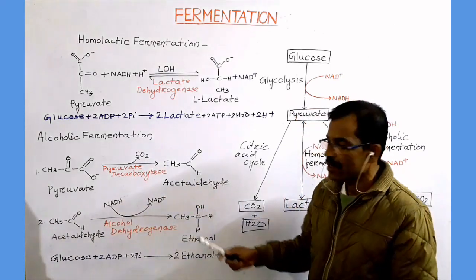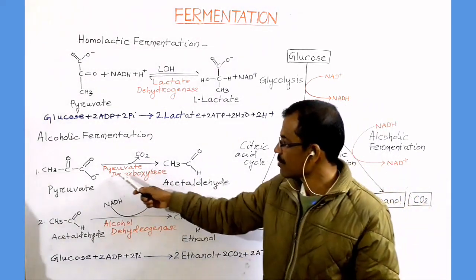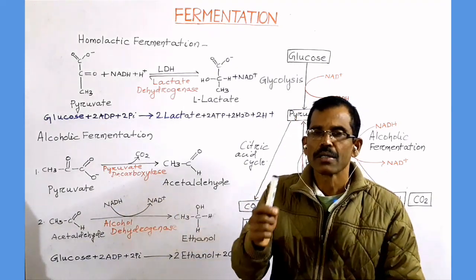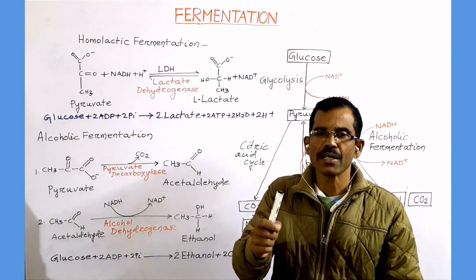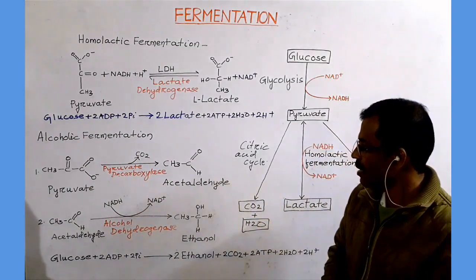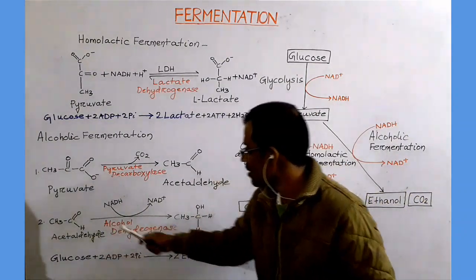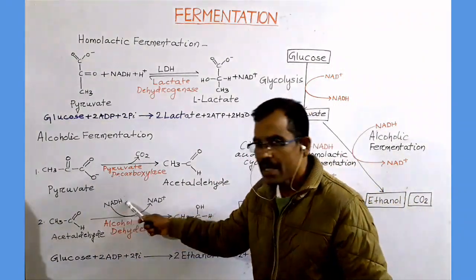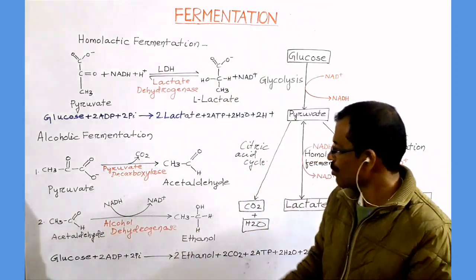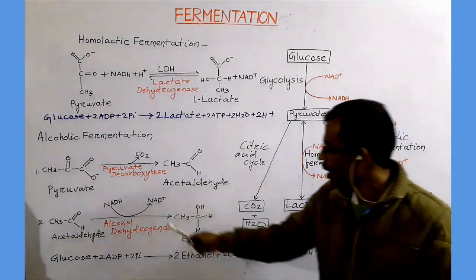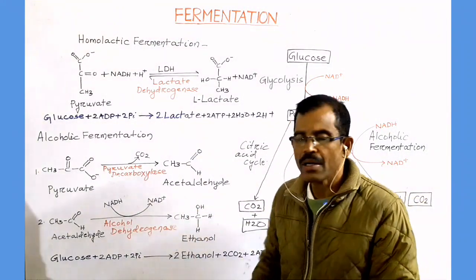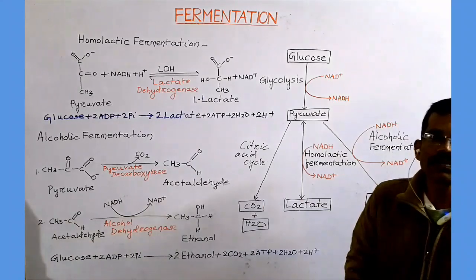acetaldehyde. This reaction is catalyzed by the enzyme pyruvate decarboxylase, for which thiamine pyrophosphate is the essential cofactor. In the second reaction step, acetaldehyde is reduced by NADH in the presence of the enzyme alcohol dehydrogenase to yield NAD+ and ethanol. This process is commonly known as alcoholic fermentation.